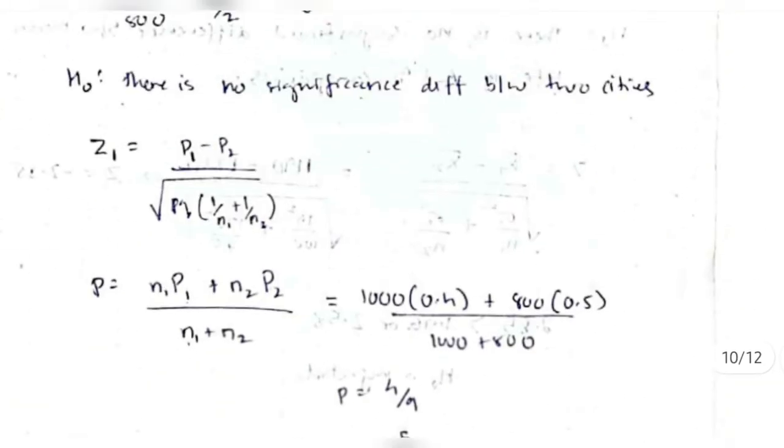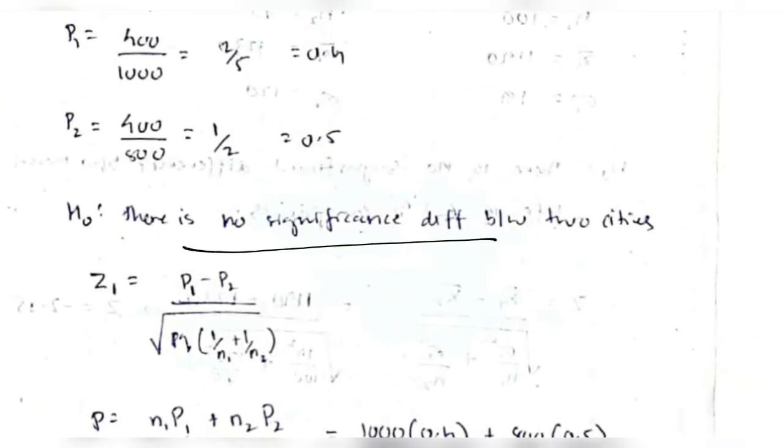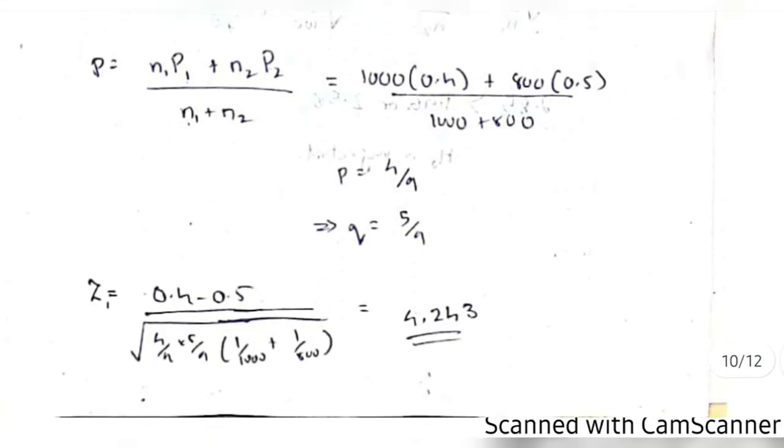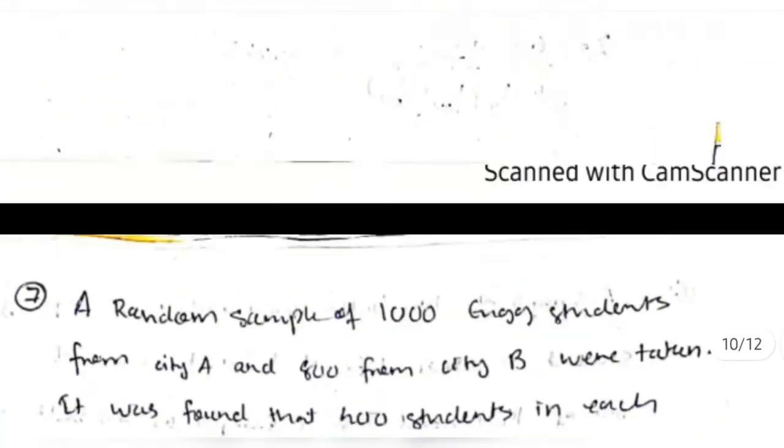What was the hypothesis? There is no significant difference, and if it's rejected, that means there is a significant difference between the two cities. So this was about the 7th formula. What is the 8th formula?